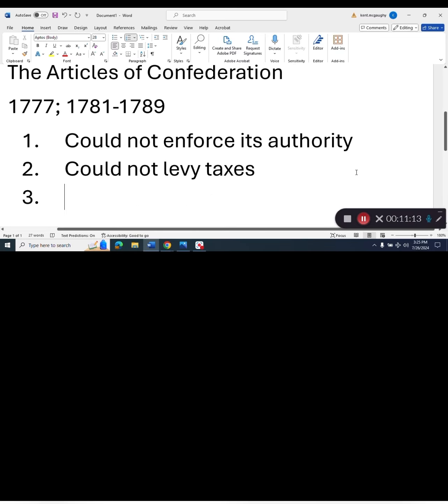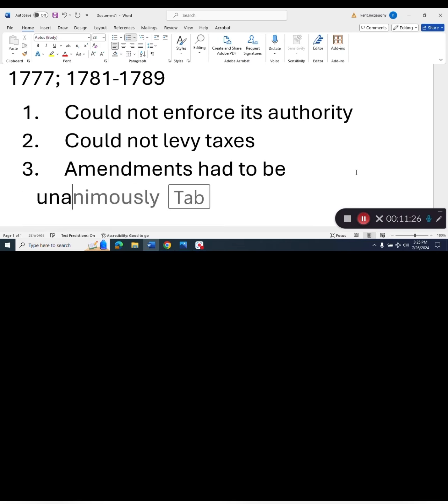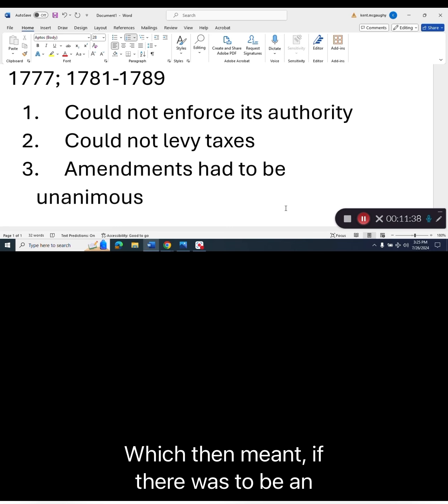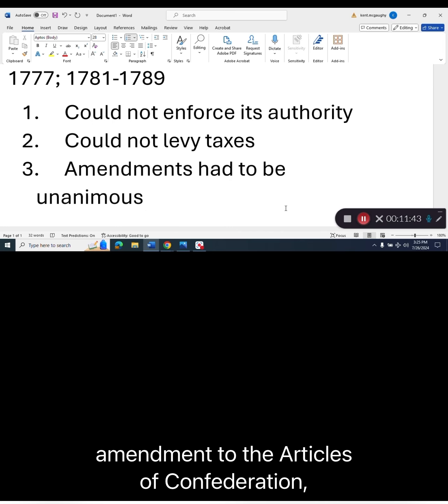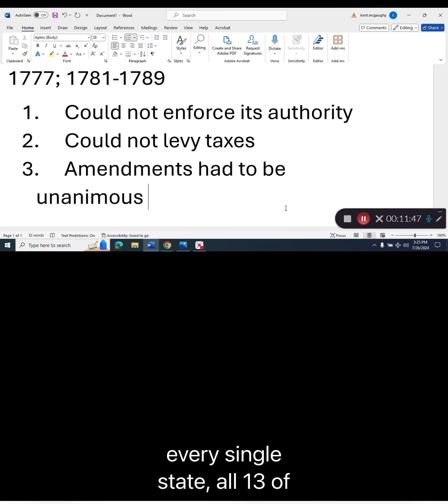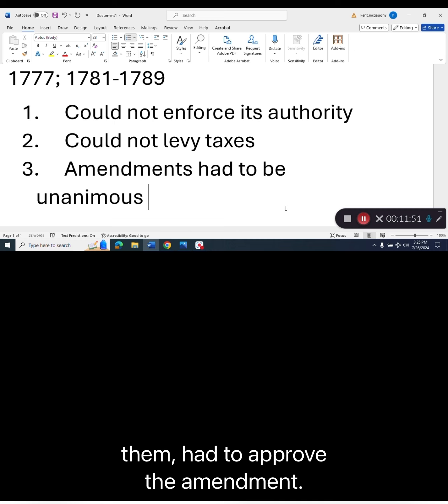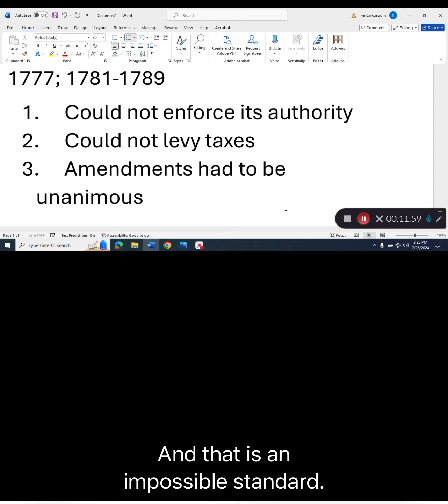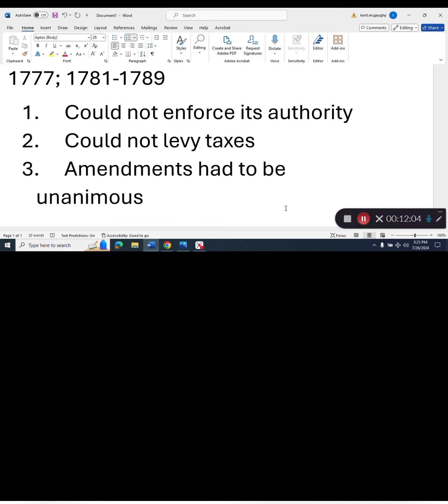And so, lastly, amendments or changes to the Articles of Confederation. Amendments to the Articles had to be unanimous, which then meant if there was to be an amendment to the Articles of Confederation, every single state, all 13 of them, had to approve the amendment. And that is an impossible standard. It made it virtually impossible for there to be any change made in the Articles of Confederation.